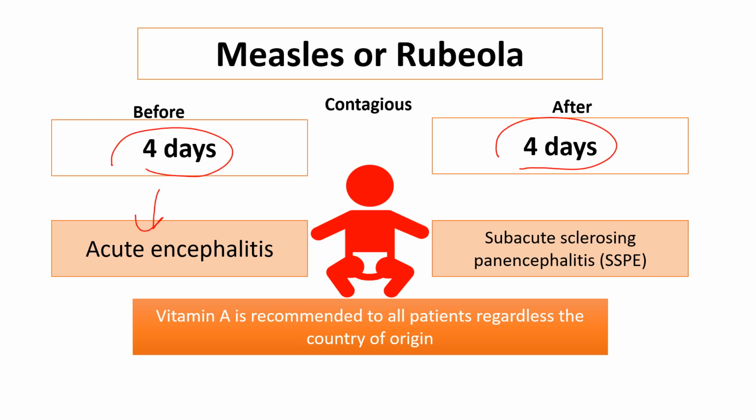Measles can complicate with acute encephalitis or even death. A rare complication may appear later in life, 7 to 10 years after, subacute sclerosing panencephalitis. Vitamin A is recommended for all patients with measles regardless of the country of origin.